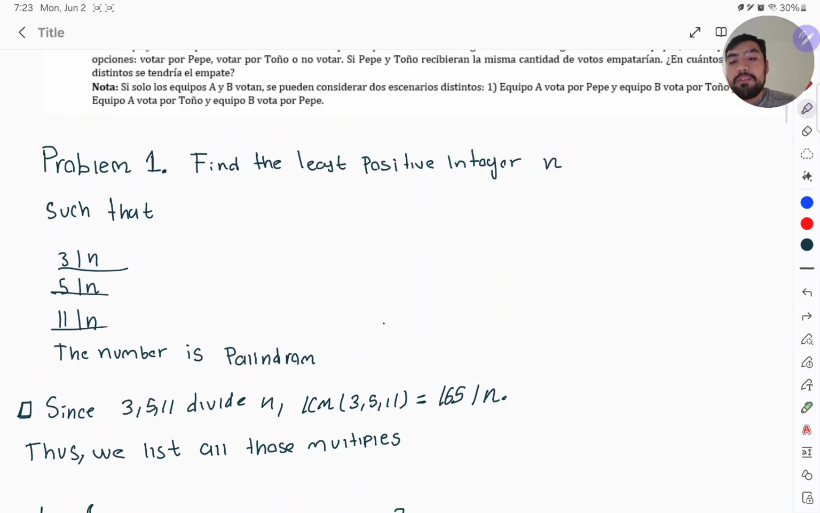Okay, the first problem asks us to find the least positive integer n that satisfies four conditions, which I'm going to underline: 3 divides n, 5 divides n, 11 divides n, and also n is a palindrome number.